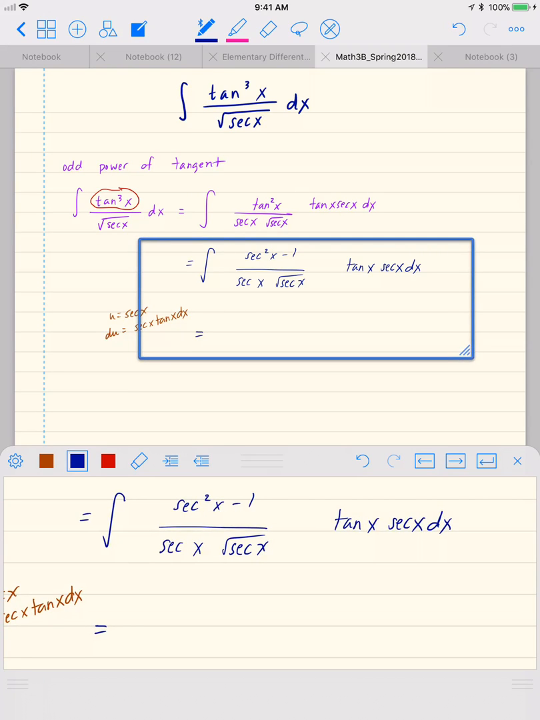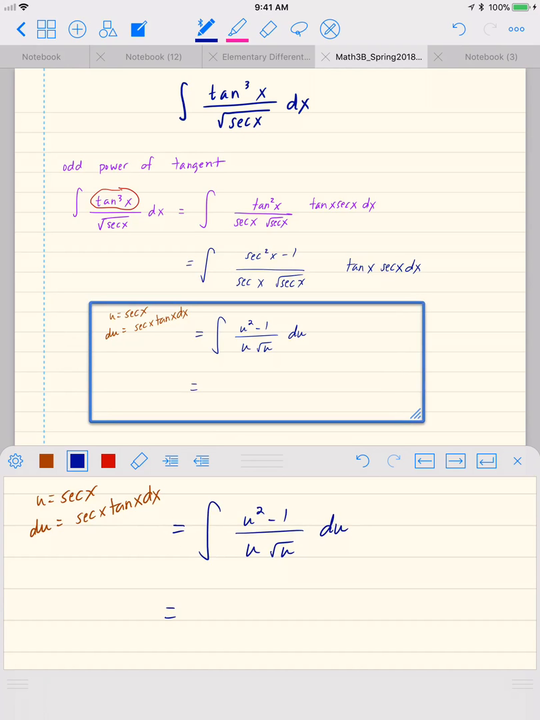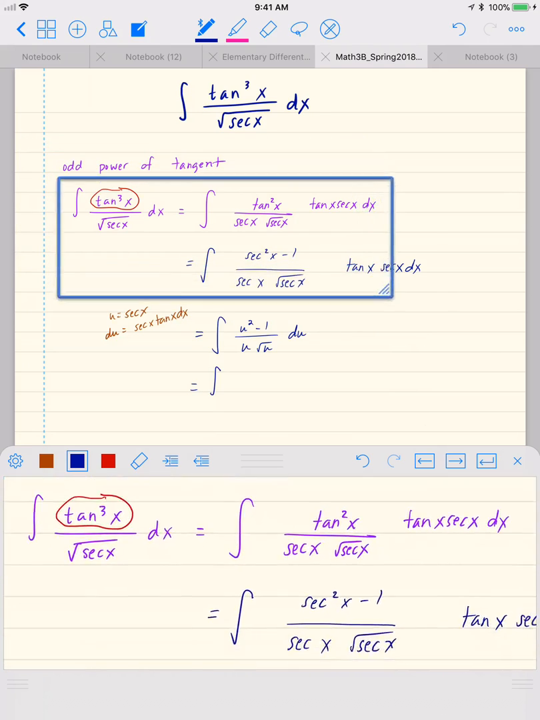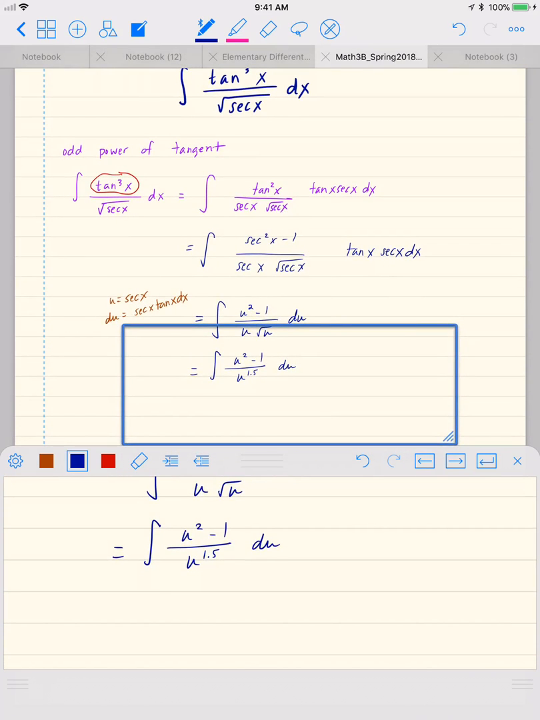I can rewrite this as the integral of u squared minus 1 divided by u times the square root of u du, using this u substitution. And now, it's not that easy, but I know how to work with this a lot better than I do the tangent cubed and square root of secant. Let me just, in the numerator, keep it as u squared minus 1. In the denominator, I'm going to write this as u to the 1.5.